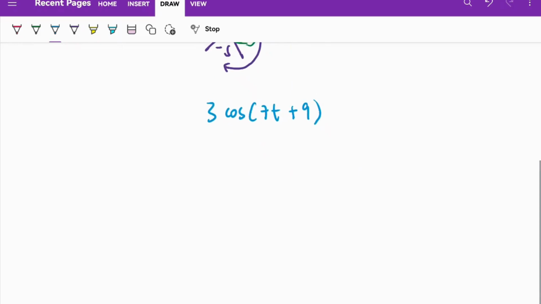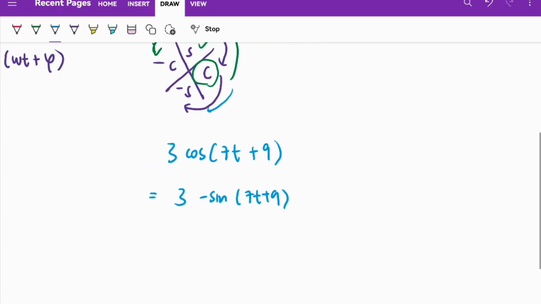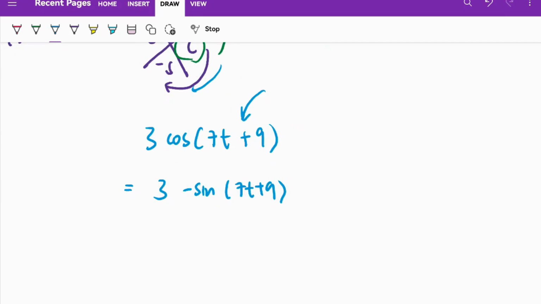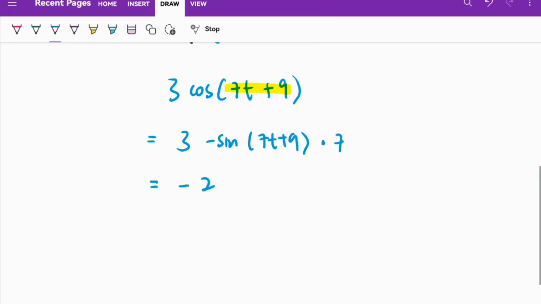First of all, 3 remains there. Then differentiate cos, you get negative sine. So you get negative sine 7t plus 9. You copy that first. Now, according to chain rule, you have to differentiate the one inside as well. So, differentiate 7t plus 9. What would you get? 9 would be gone. 7t you differentiate, you're just going to get 7. So it is 7 here. So eventually, you'll get negative 21 sine 7t plus 9.